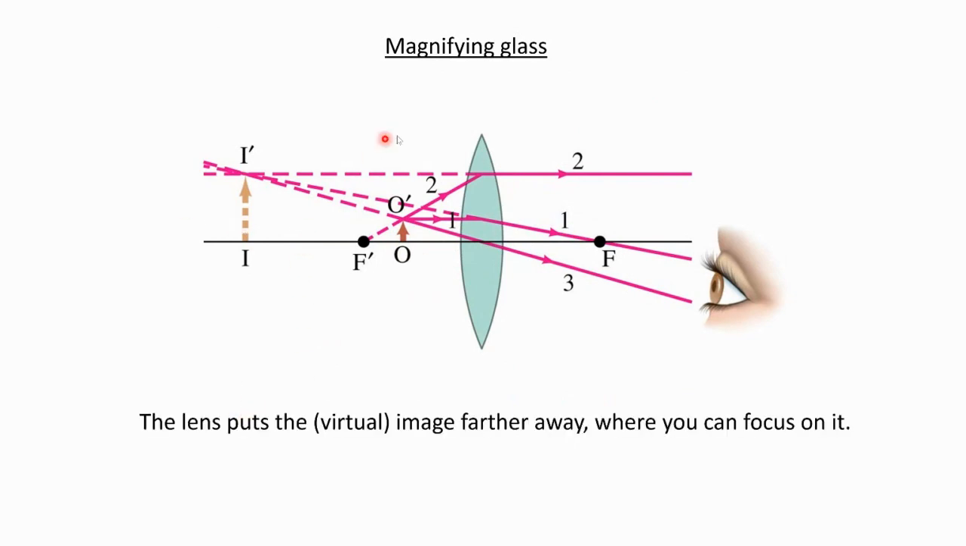So the lens of a magnifying glass puts the virtual image of the object. You see, it's a virtual image, right? Here are the rays that come out of the object, but this person infers that they came from way back there, so the image is over here and it's virtual. The lens puts that image farther away where you can focus on it. And so that's why you can scrutinize the details on it. And also, you have a magnified image.